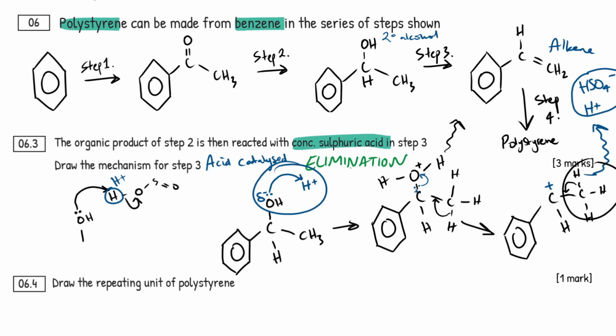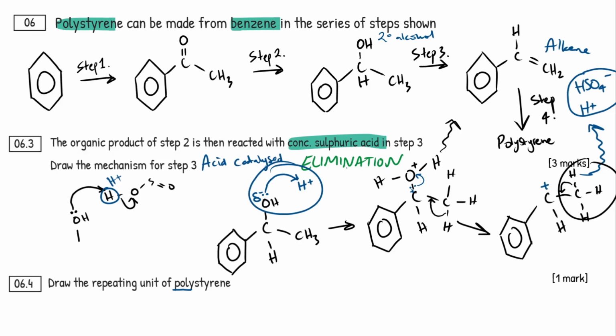Let's move on. Finally, 6.4, draw the repeating unit of polystyrene. Okay, so it's gotten a bit messy up here, but hopefully I can do it in the same stage. So we've got this right here. This is our alkene that we formed through the acid catalyzed elimination reaction, right? What we want to do is form polystyrene. Now, polystyrene, given it away here, is a polymer. Okay, polystyrene, repeating unit. What does this mean?